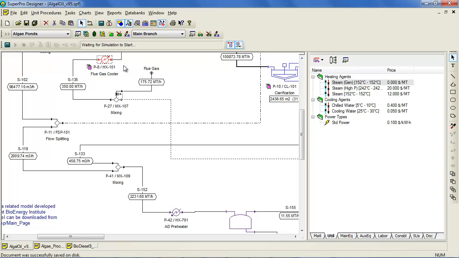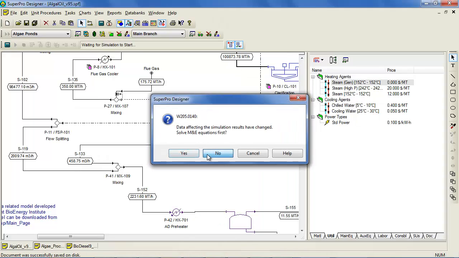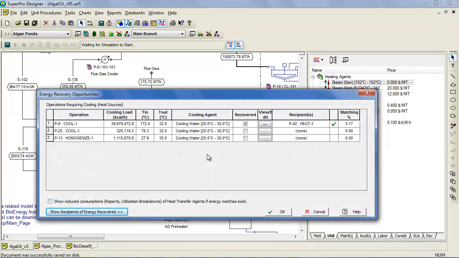The heat recovery between these two units was specified using SuperPro's Energy Recovery Interface, which allows you to establish relationships between various operations that produce heat, i.e. heat sources, and operations that consume heat, i.e. heat sinks. In this table, you can see all the operations within the flowsheet that require cooling. Notice that the first operation in the list has an extraordinarily high cooling load of 40 million kilocalories per hour.